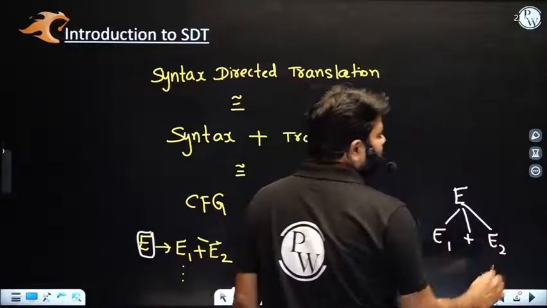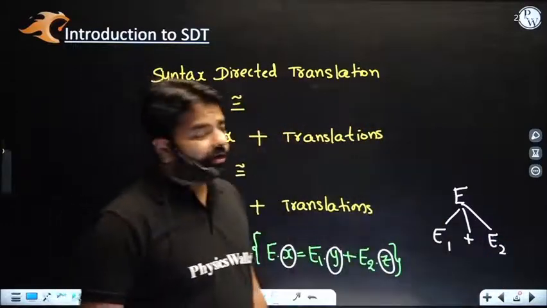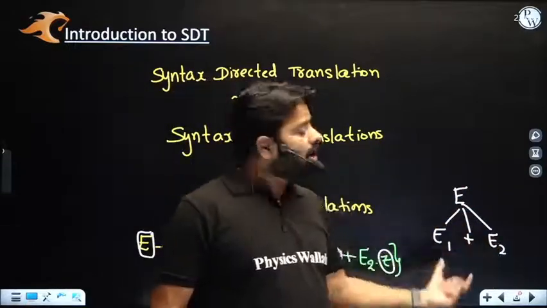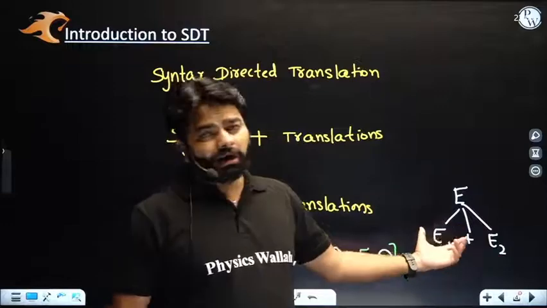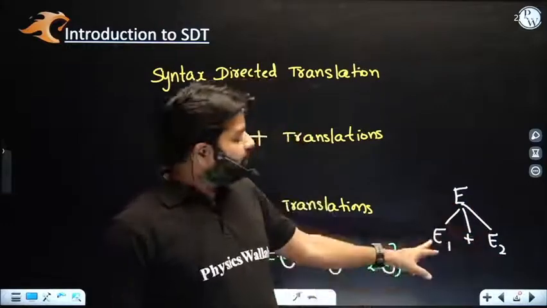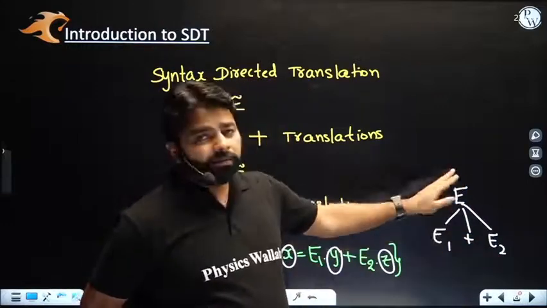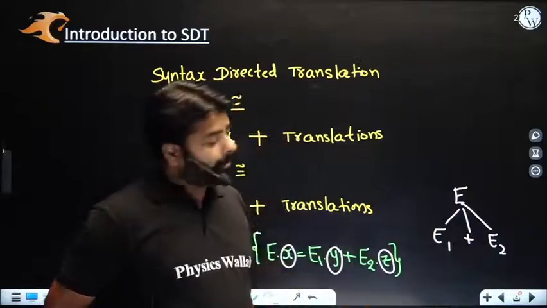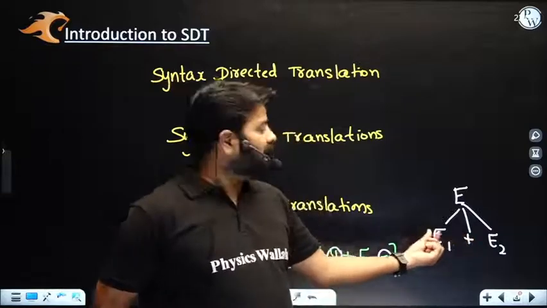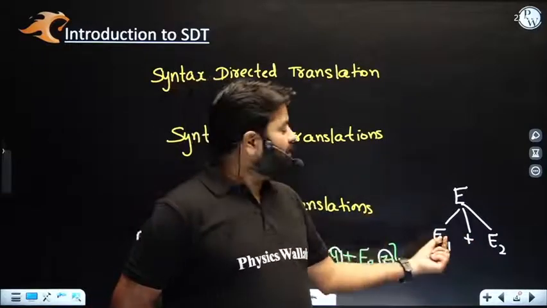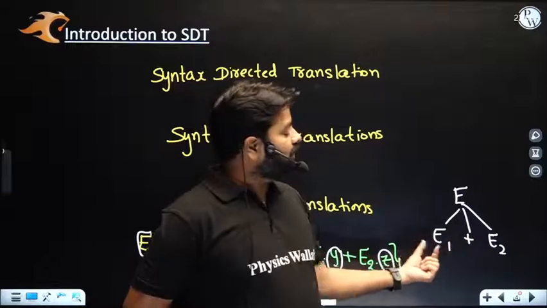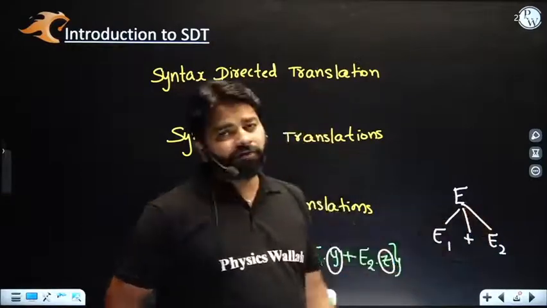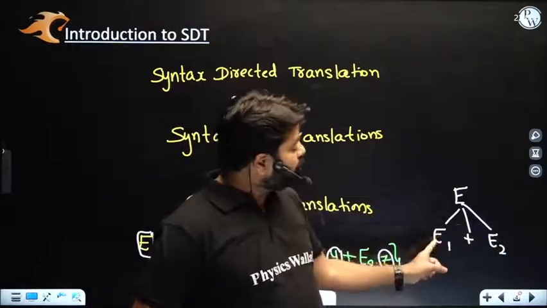When you talk about the variables or non-terminals, you have a relationship here like E1, +, E2. They are the children of E. E1 is a child of E, but it is the left sibling to plus and E2. Plus is a child of E, but it is the right sibling to E1 and left sibling to E2. Is that clear? E2 is a child of E but is the right sibling to both E1 and plus.